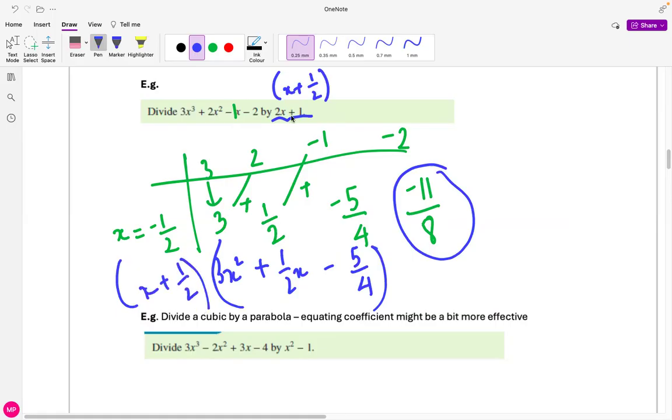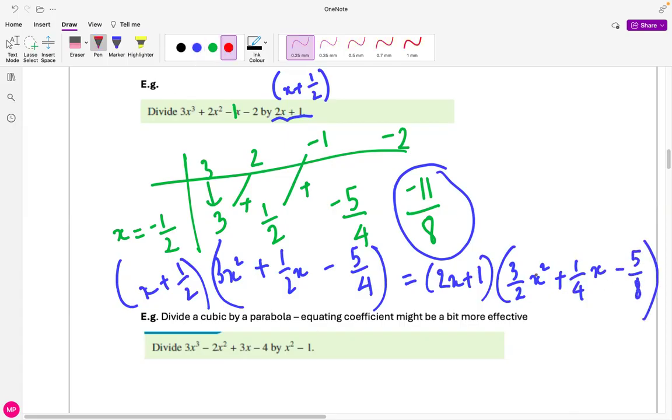Okay, but if you divide it by 2x plus 1, you actually multiply the 2 here to make it 2x plus 1. So when you multiply by 2 here, then you need to divide everything here by 2. So I times everything here by 2, which means I have to divide everything here by 2. So I would have 3 over 2 x squared. A half divided by 2 is a quarter of x. 5 over 4 divided by 2 is 5 over 8. Like that. So this will be my quotient. Okay, and the remainder is the same.